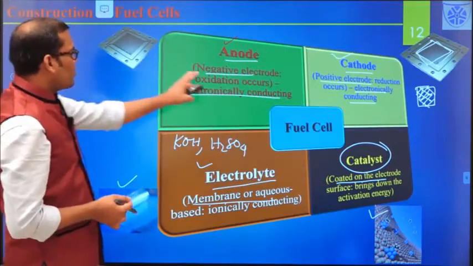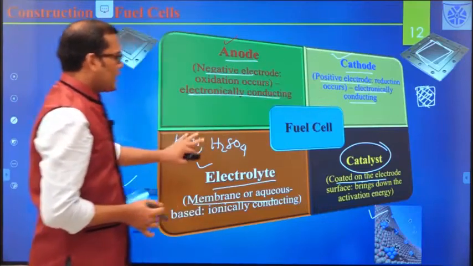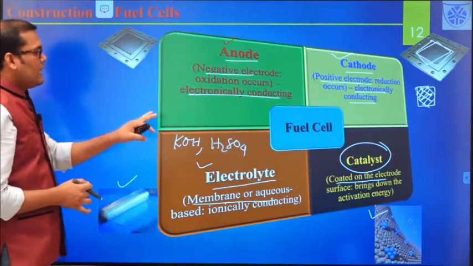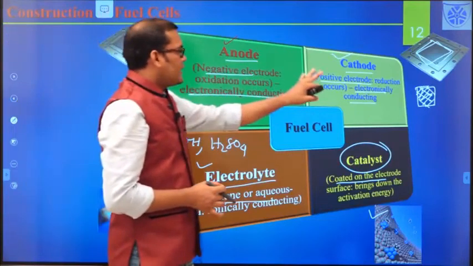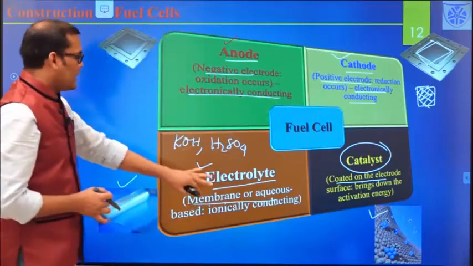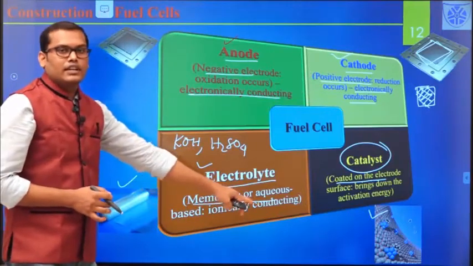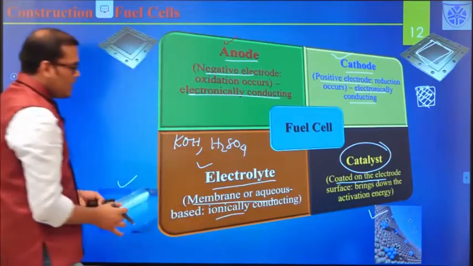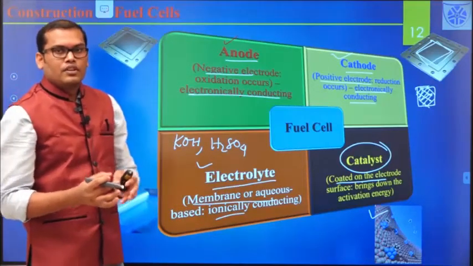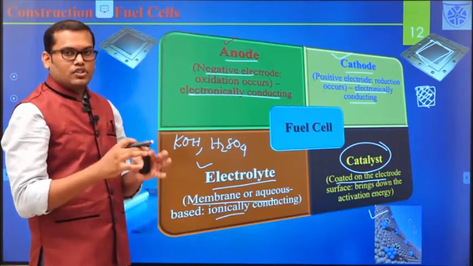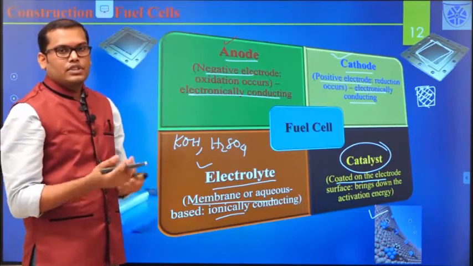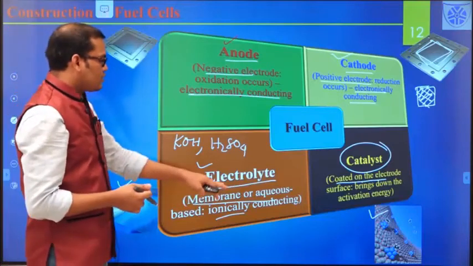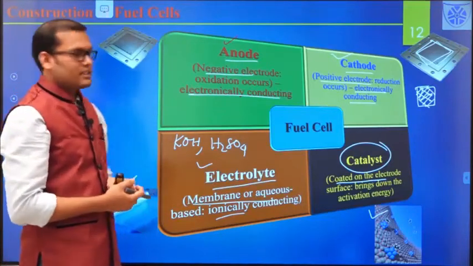So you have understood there are 4 components: anode, cathode, electrolyte and catalyst. These are the 4 components you need to remember, and these electrodes are electronically conducting, and the electrolyte is ionically conducting. That means it is not electronically conducting. Ionically conducting means it can only allow certain ions through the electrolyte. So in the solution, or in the membrane, suppose H plus ions are moving or diffusing, or OH minus ions are diffusing, through that you can balance the electrochemical reactions, right?